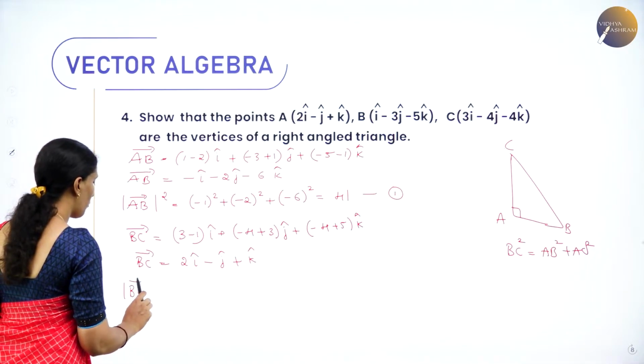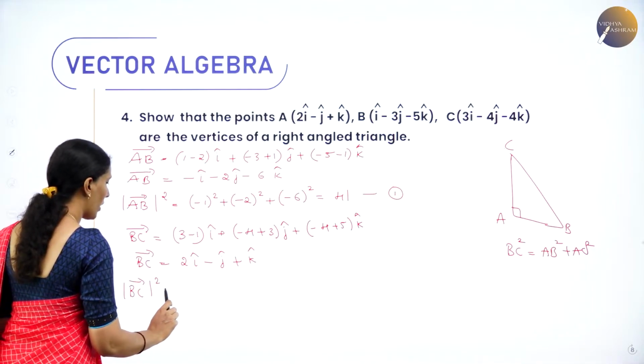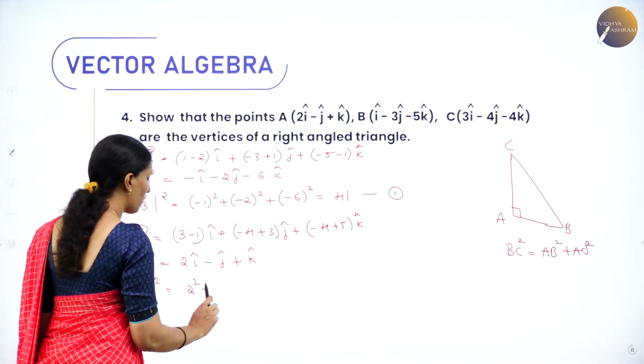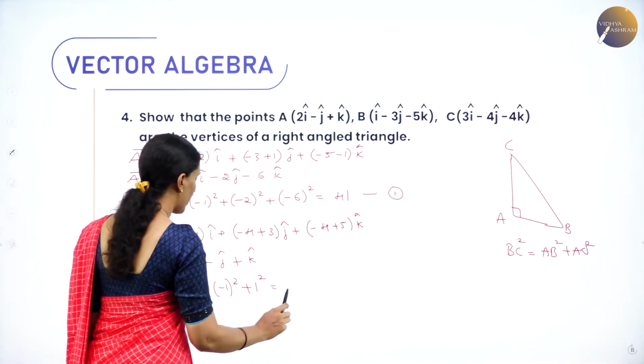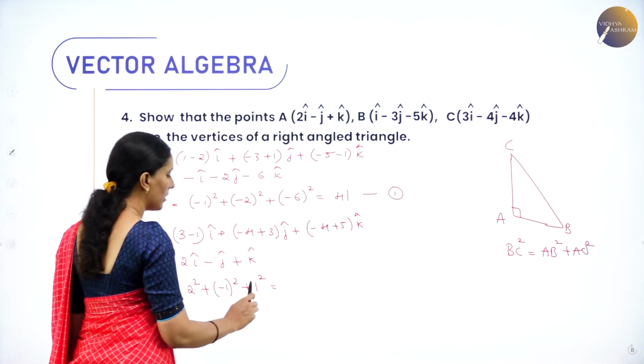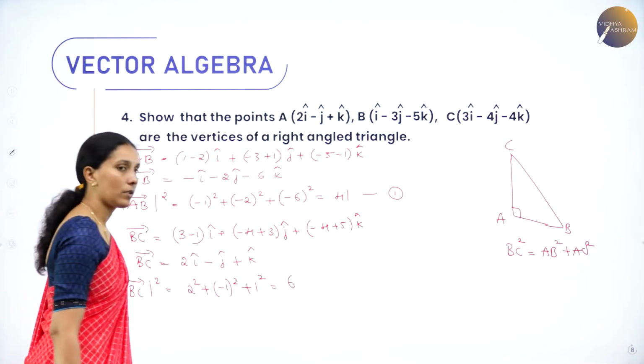Let's see the magnitude of vector BC. Let's take a square of it. Then it is 2 square plus minus 1 whole square plus 1 square. So 4 plus 1 plus 1, 6.